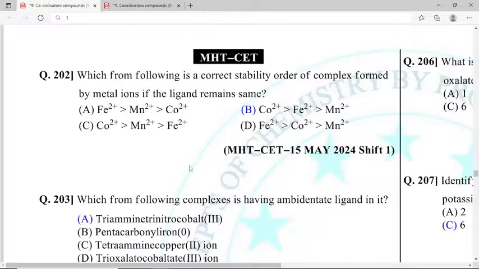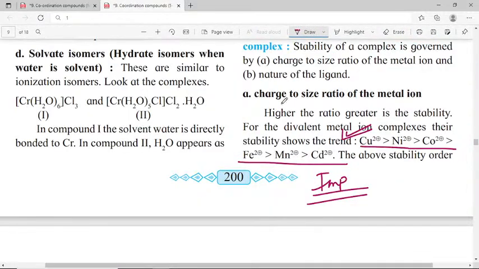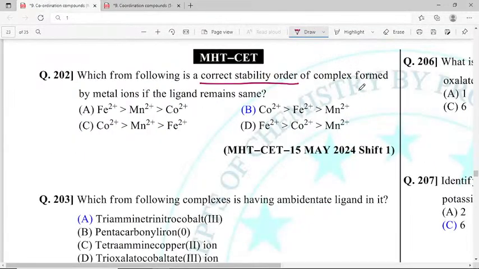Okay, which of the following is the correct stability order? Yes, same question asked. Higher the charge to size ratio, greater is the stability. Same question.